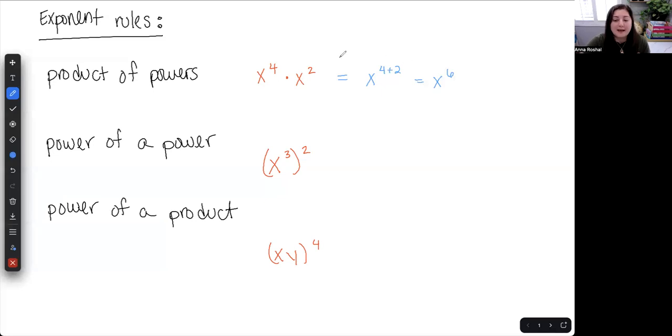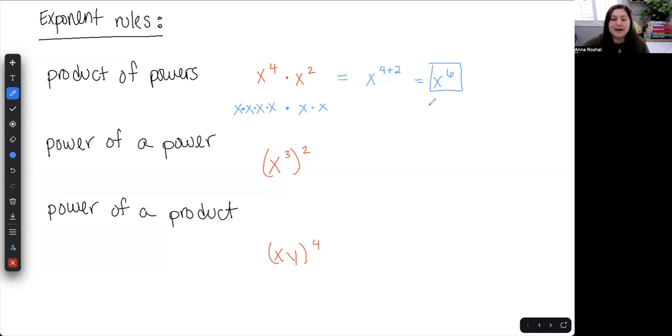The reason why we add them is because technically this is saying I'm multiplying two sets of numbers. And I have four x's in here that I'm multiplying, right? And then two more in here that I'm multiplying. So technically I can see that I have six x's in total, and that's where my answer is going to be, right?